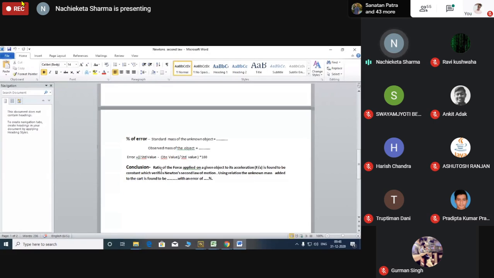Okay, after that, the next part. The ratio of the force applied on a given object to its acceleration, F by A, is found to be constant, which is verified with the second law of motion. Using this relation, the unknown mass added to the card is found to be 0.536 kg with an error of this percent. Got it or not?